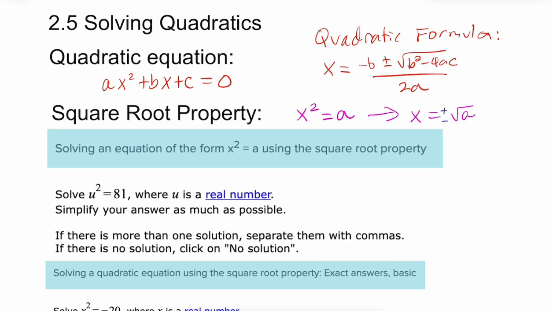Now, why does that happen? Well, if I square positive 1, I get 1. If I square negative 1, I also get 1. I'm talking about it included in parentheses, so 1 squared is 1. Negative 1 squared is also 1. So that's why that plus or minus thing occurs. You have two possibilities.